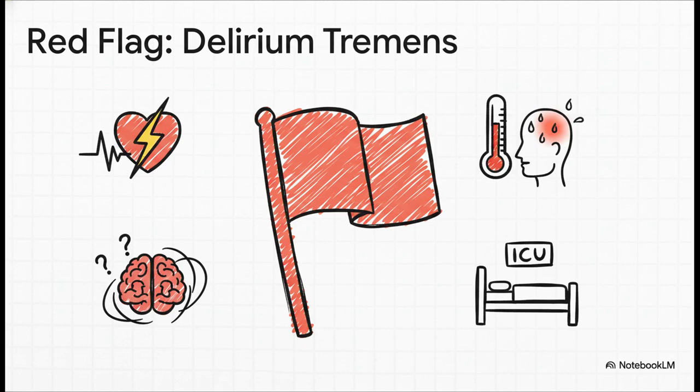And that brings us to the most dangerous stage of all, delirium tremens, or DTs. These are your giant red flags: severe vital sign changes, a high fever, drenching sweats, and a really altered mental status. This isn't just a patient who's a little agitated. This is a true medical emergency that needs immediate ICU-level care to prevent death.